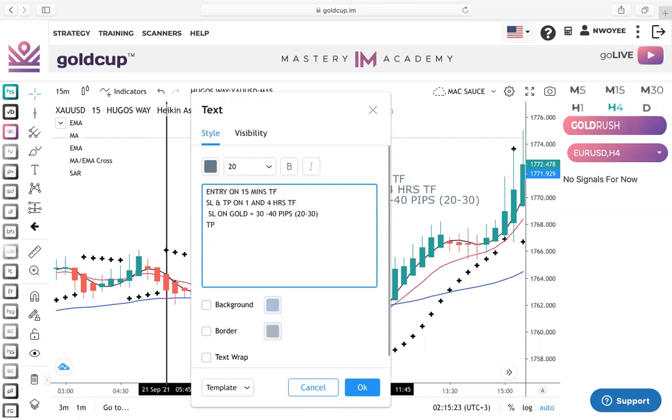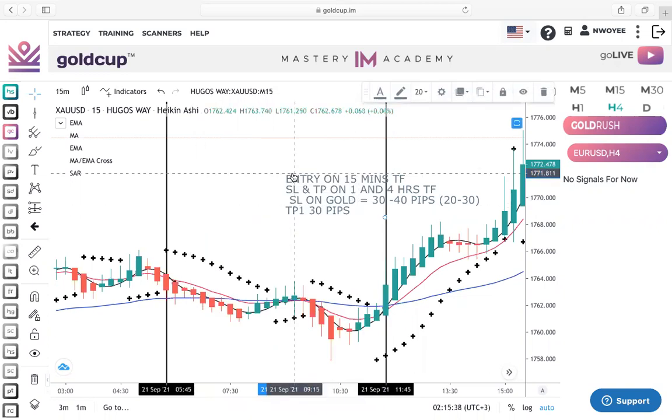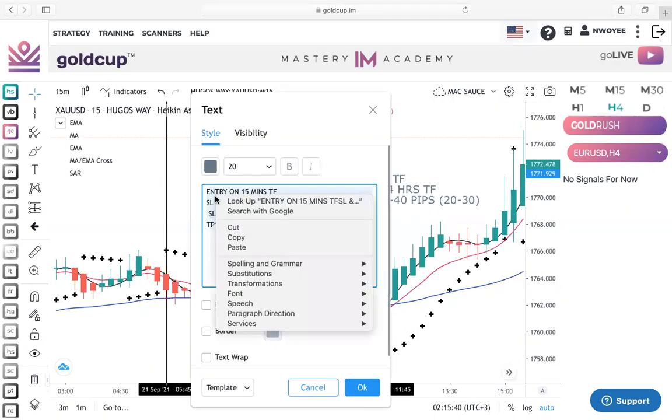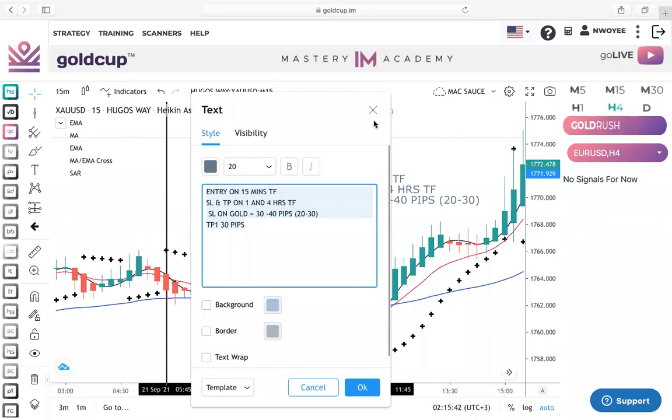TP1 is usually 30 pips. I like to shoot for at least 30 pips. Pay myself. And then you just go in intervals of 30, right? So let me see if I can copy this and send it in the chat. Y'all can copy this, save this in your notes, right?